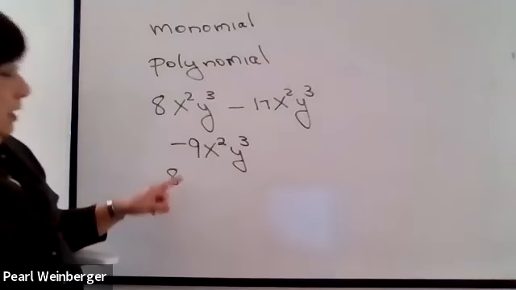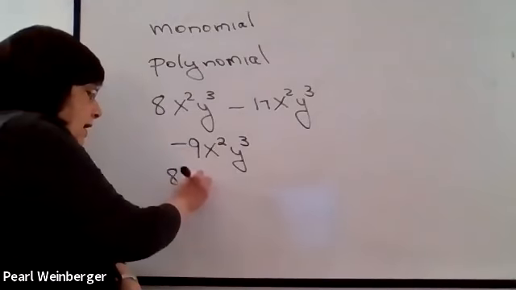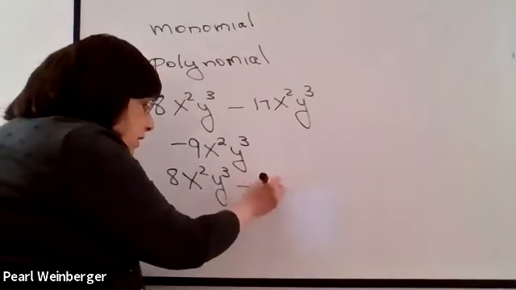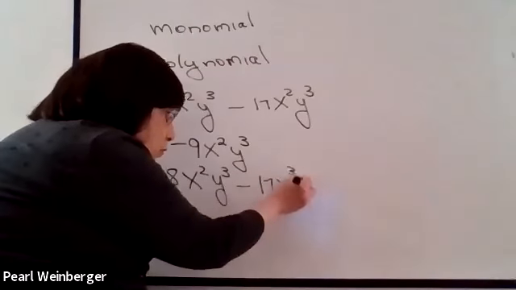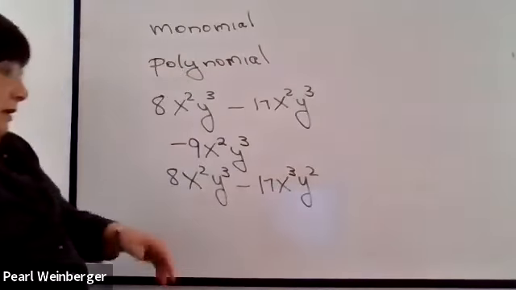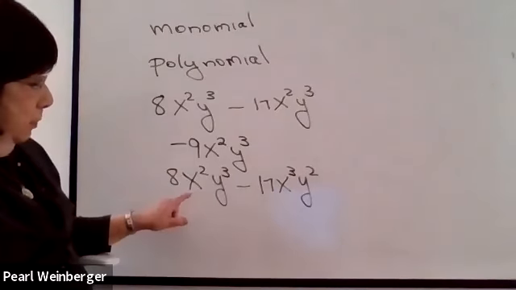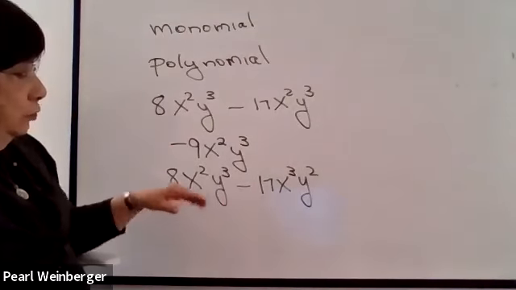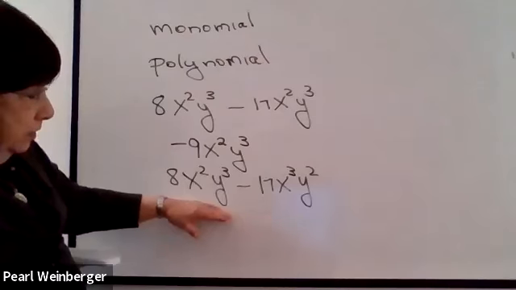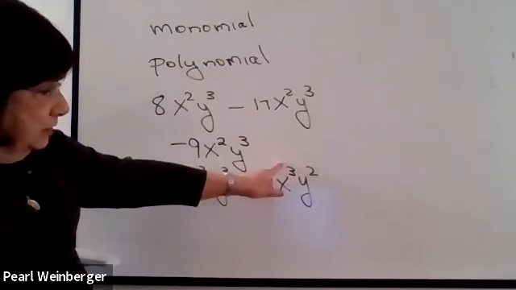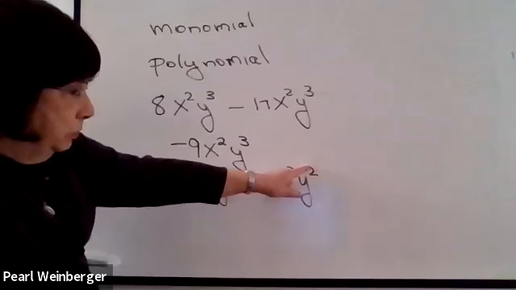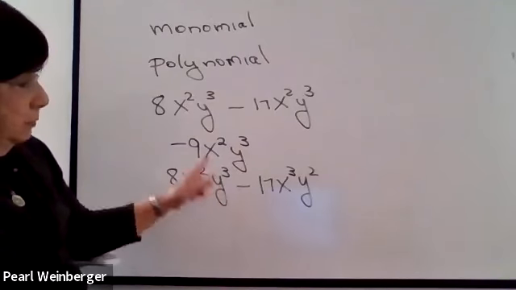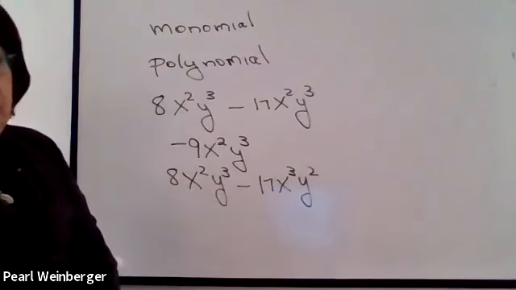Right. Okay. Now, what if the question had been 8x squared y to the third minus 17x to the third y squared? Now you look at them and they almost look alike. They both have x's and y's, and one has an exponent of 2 and one has an exponent of 3. But if you really compare them, here it's the x that has the exponent of 3 and the y that has an exponent of 2. And here the x has an exponent of 2 and the y exponent is 3. These are not like terms.